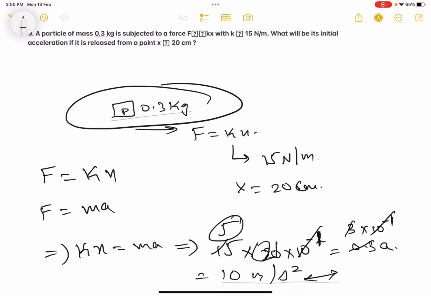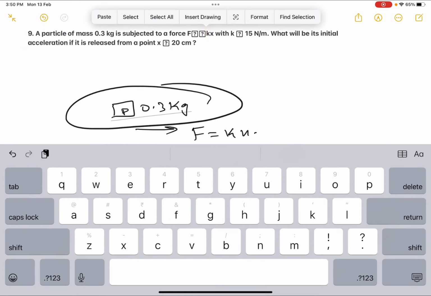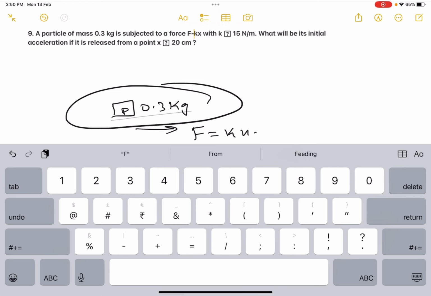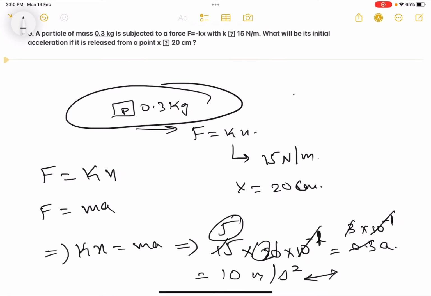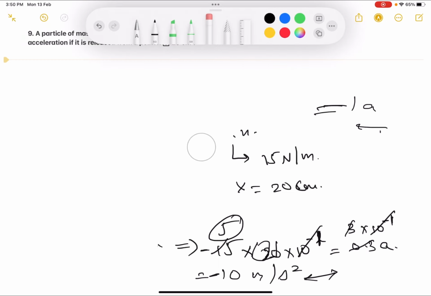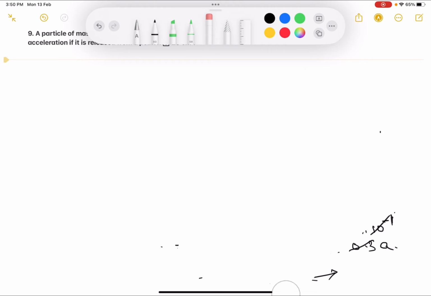Also, another important thing to note here is that this question mark here was actually a minus. So therefore, it's equal to minus kx. Therefore, our acceleration will be minus 10, which implies that the acceleration is in the negative direction, or in the opposite direction. Okay. Now moving on, let's look at the last problem of this video, which is the 10th problem.